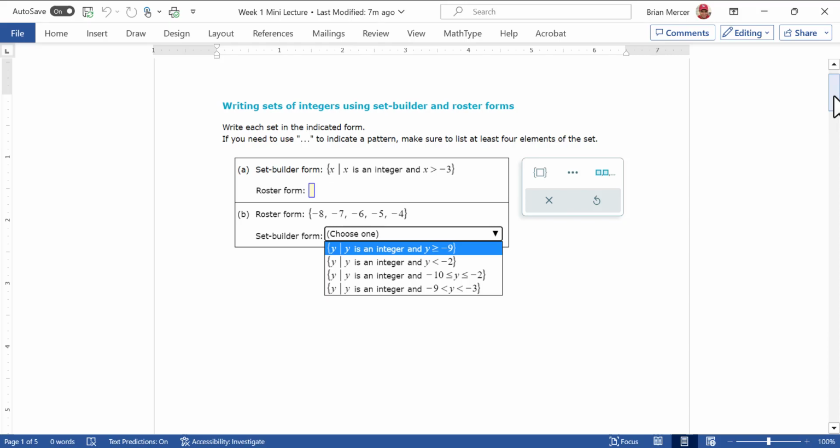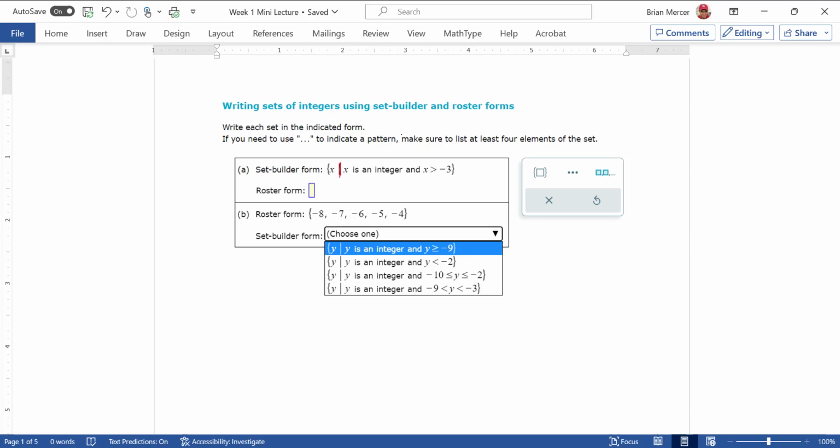Let's try that again. So this first one says writing sets of integers using set builder notation and roster forms. Think of it this way: you have a set, and you have a couple different ways to represent that set. One of them is set builder form, where this first one, by example, you read as x such that. The curly brace there says you're talking about all the values x, then this little vertical line means such that x meets this given condition. So in this case, x is an integer and x is greater than -3.